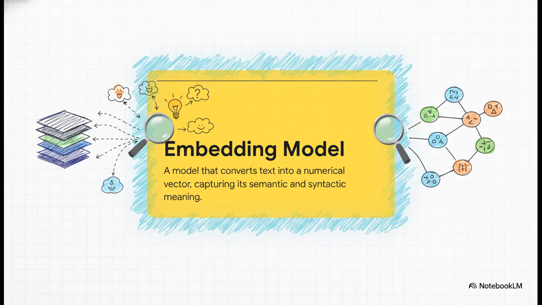Okay, so we've got our nice, neat chunks of text. But how does a computer actually understand what they mean? That brings us to our next key piece of tech, the embedding model. Think of this as a special kind of AI that acts like a universal translator.